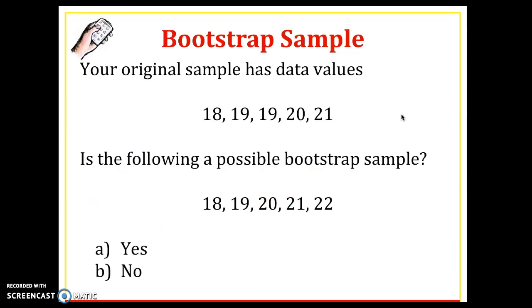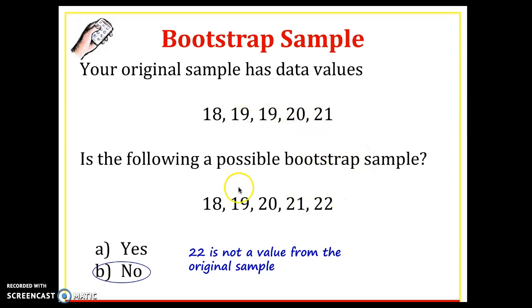Okay, so let's suppose we have an original sample that has these 5 data points, 18, 19, 19, 20, 21. Is the following a possible bootstrap sample? Answer for this one is no. And that is because 22 is in the bootstrap sample, but it's not in the original. Everything in the bootstrap must come from the original sample.